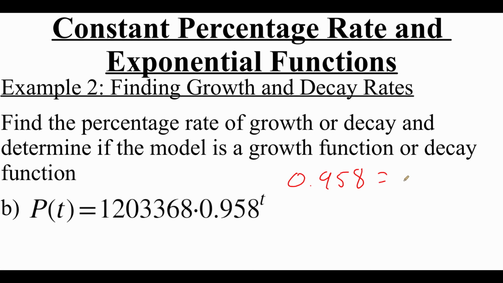So I'm looking at the 0.958 as equaling my 1 plus r. If I subtract the 1 over to the other side, I'm going to get an r value of negative 0.0142, which if I convert that into a percentage, this is going to be negative 1.42%. Because we've got a negative r value, that means that this is going to be a decay function, meaning that our population would be going down.